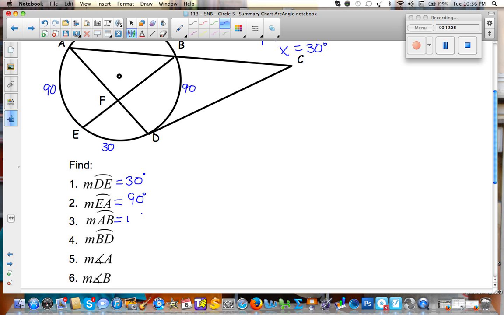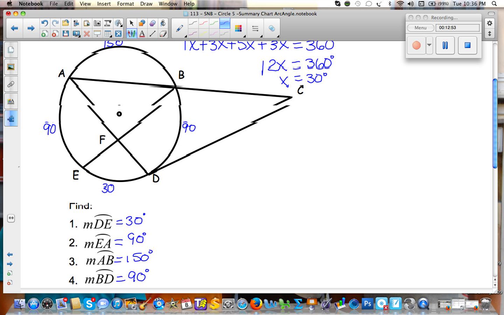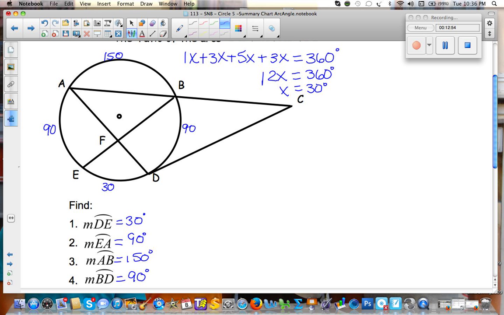And finally back to arc BD, which is another 90 degrees, and that completes our circle for the 360 degrees. Now we need to find the measure of angle A. So let's look at our picture. Angle A. What type of an angle is angle A? Well, angle A happens to be an inscribed angle. We're going to look at DAB.